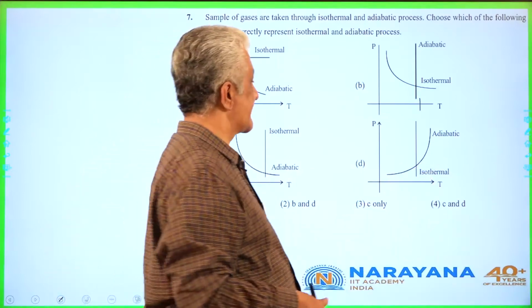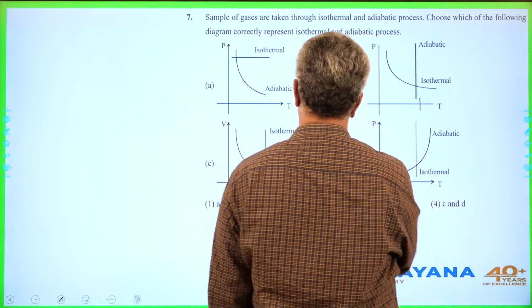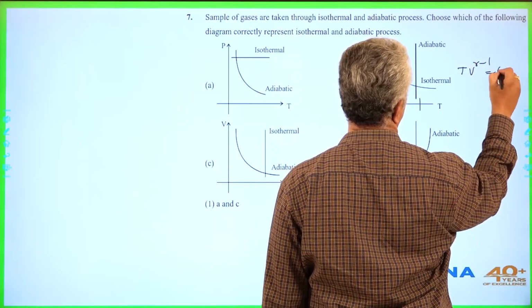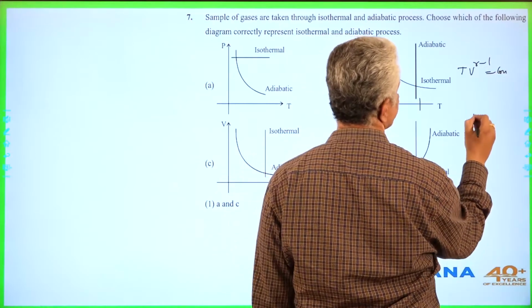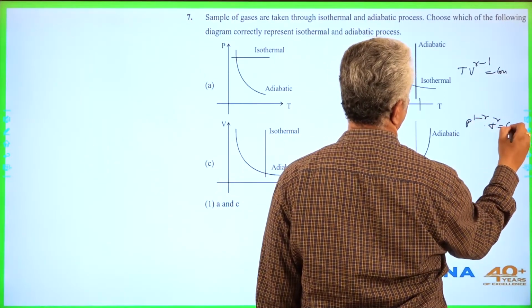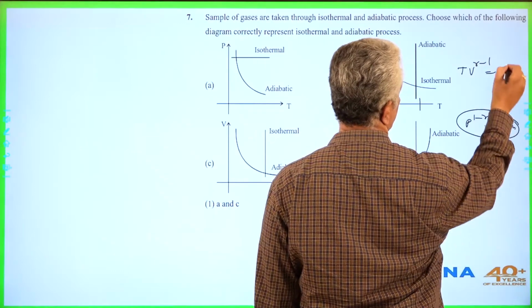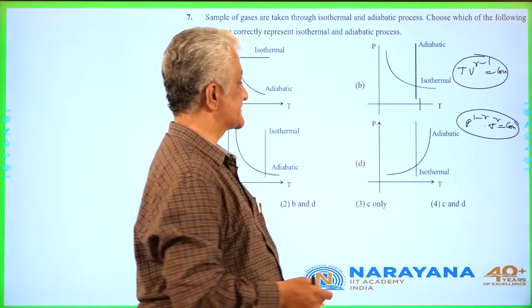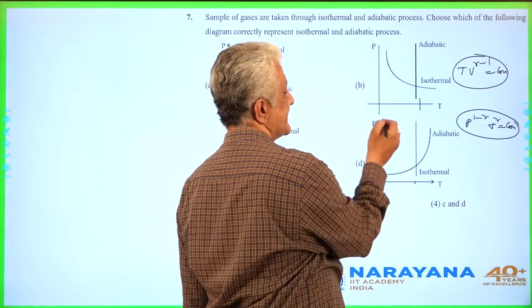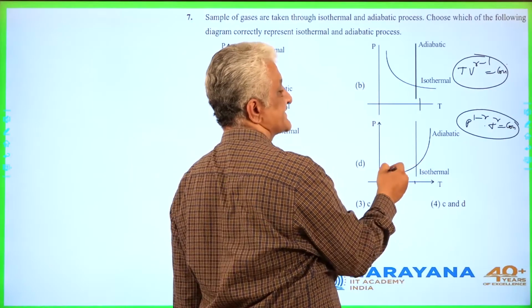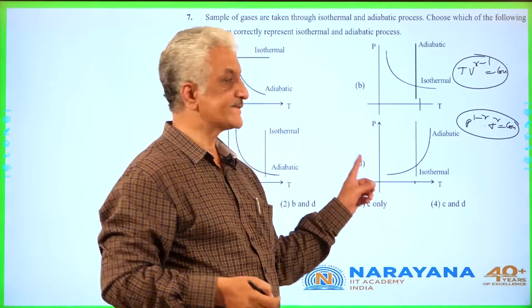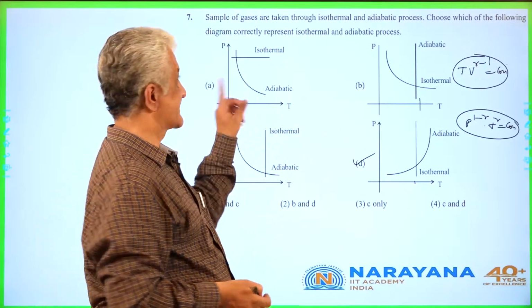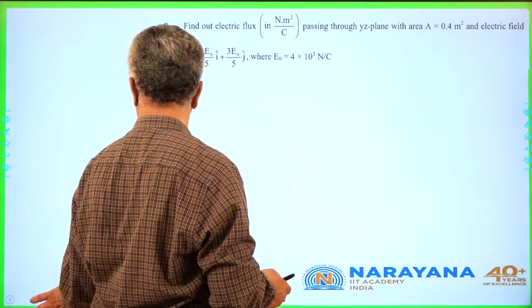If you take the slope of the graph using the equations, what is the equation in terms of VT? T V power gamma minus 1, and the other one is P power 1 minus gamma into T power gamma constant. If we differentiate to get the slope, we definitely find that this slope correctly matches with this. So the correct answer: isothermal is a straight line parallel to the y-axis, and the other is a curve with increasing slope. So option D is correct for this seventh question. Seventh one is important. Next, eighth one.